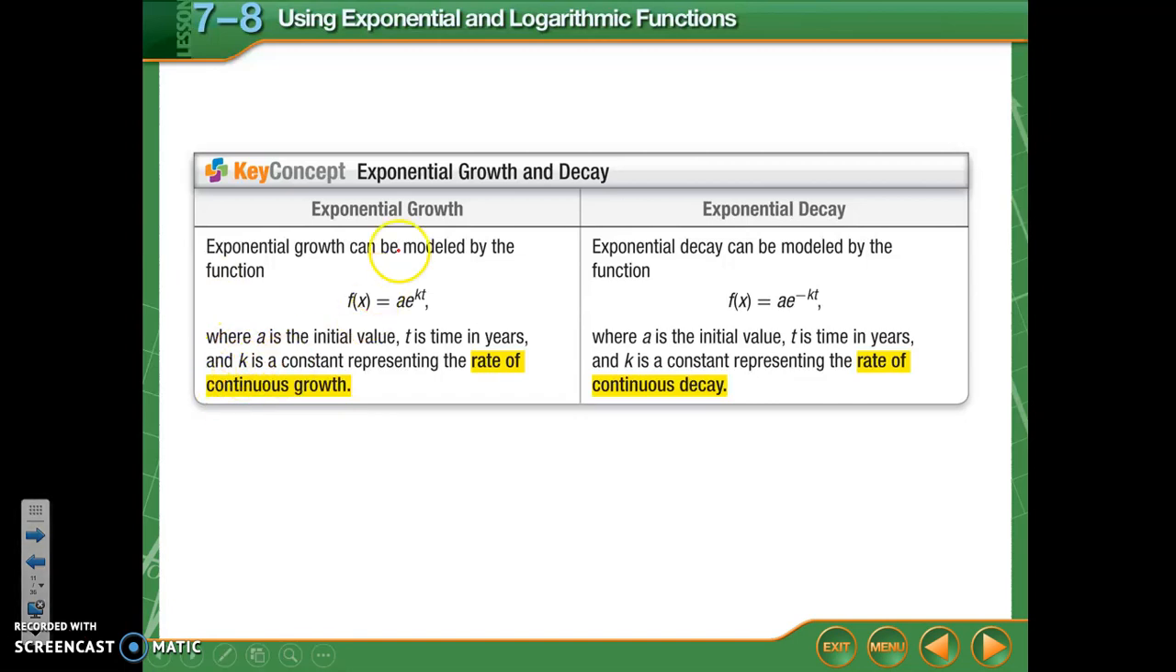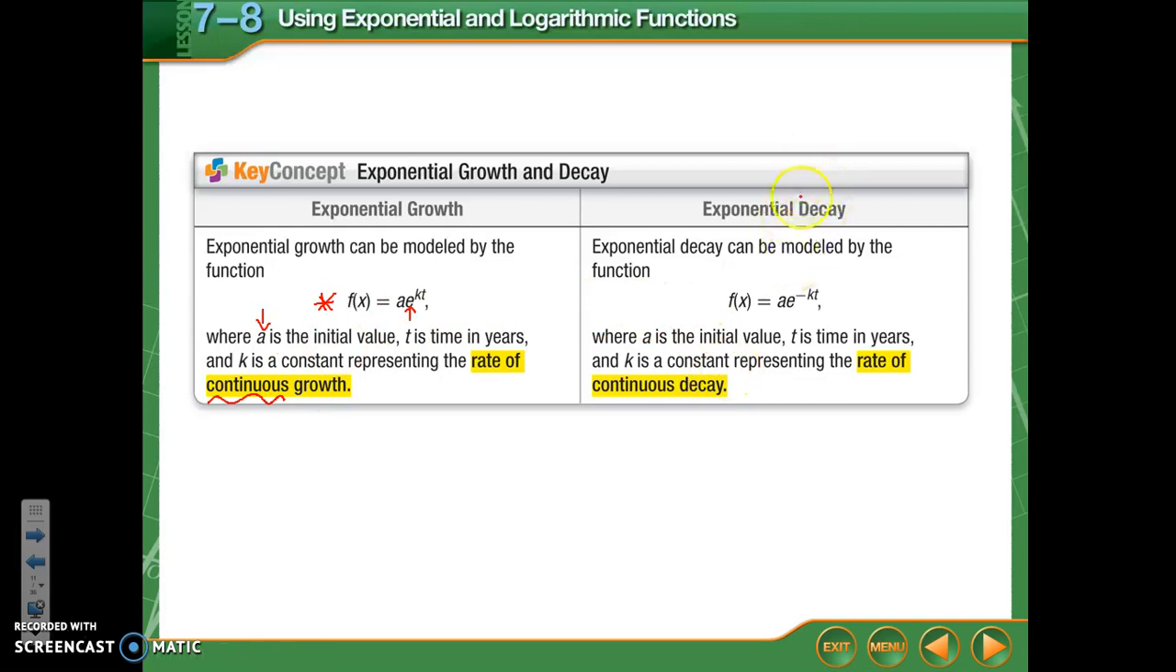So exponential growth and decay, these are going to be two new equations or two new functions to model exponential growth and decay. Exponential growth can be modeled with this equation: f(x) = a times e, there's that number e again, to the k times t. A is my starting value, just like it was back in section 1. T is the time in years. And k is a constant. Depending on the question, they'll give you that constant or you'll be able to figure it out. And it represents a rate of continuous growth.